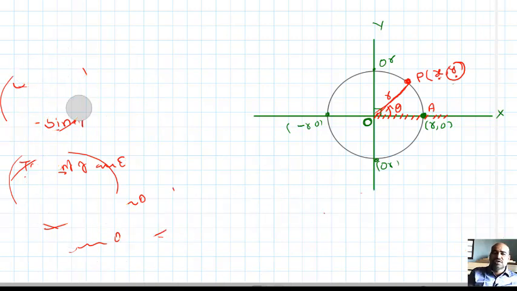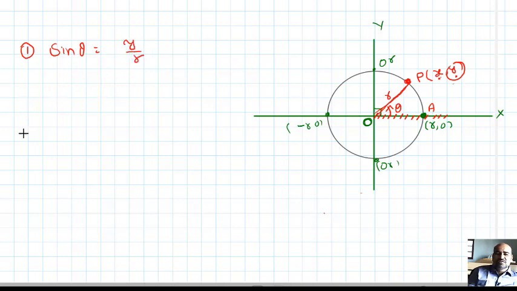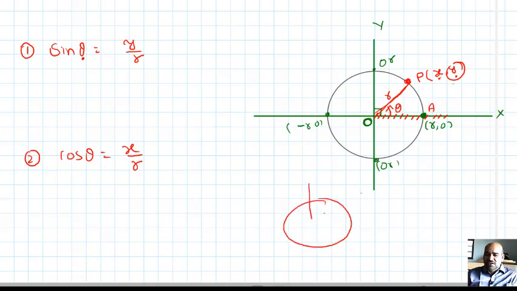Okay, students, definitions are important. By using definitions only you can find their domain and range. By using definitions only you can draw their graphs. So definitions are important. One by one I want to write here: sin theta equals y by r, and cos theta equals x by r. Now what is theta? That is important. Theta is any real number.